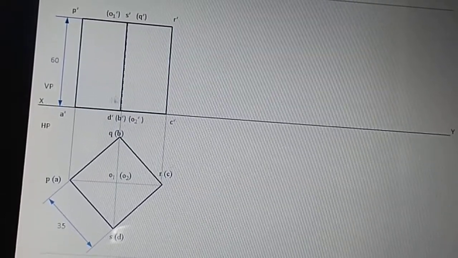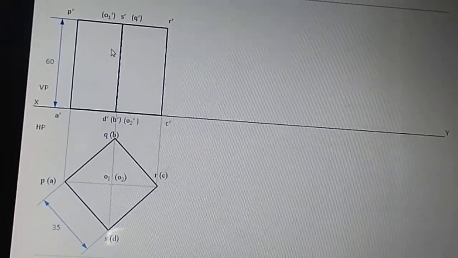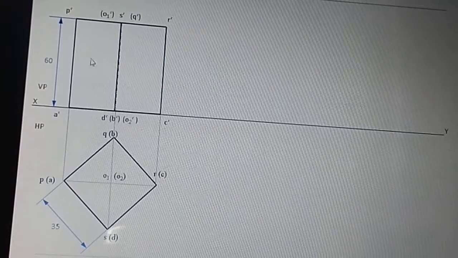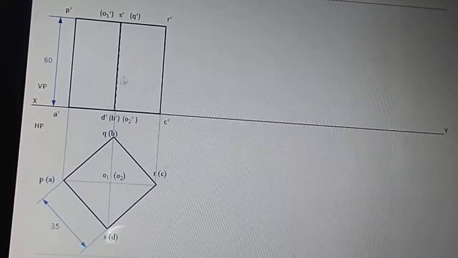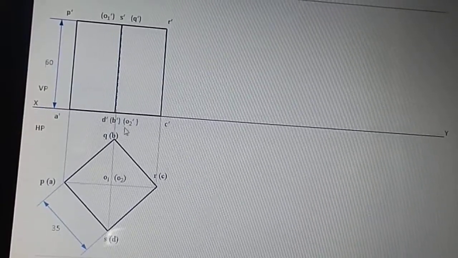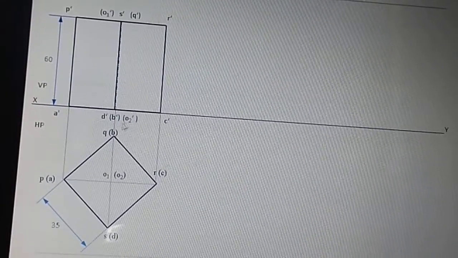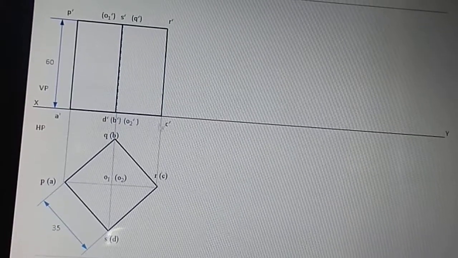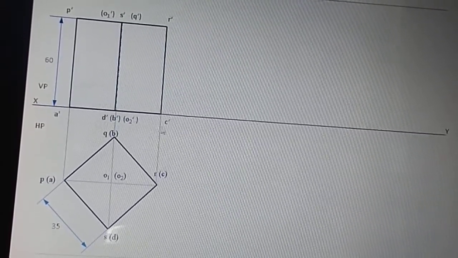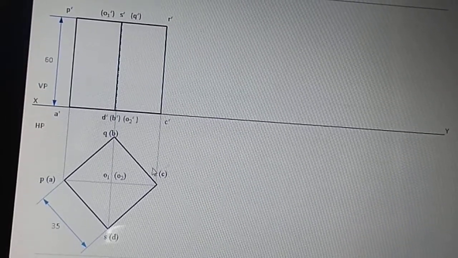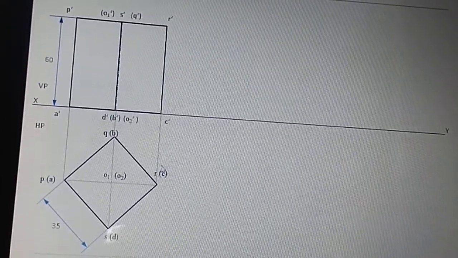In the top center point, O1 becomes O1 inside the bracket, O1 dash, because when we are going to draw the front view, that center is not visible. In the bottom also, that center is not visible. O2 is written inside the bracket, and R becomes R dash. So this C becomes C dash, because the bottom corner is visible in the front view.